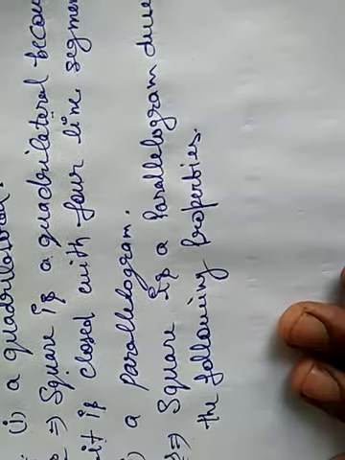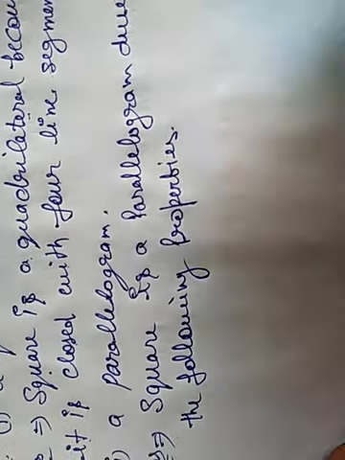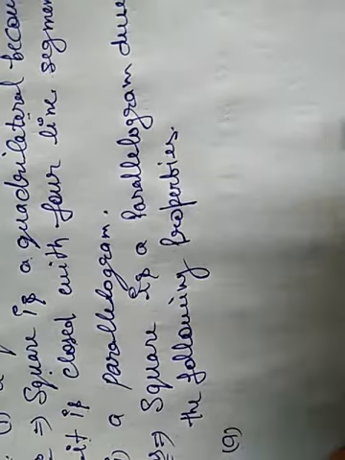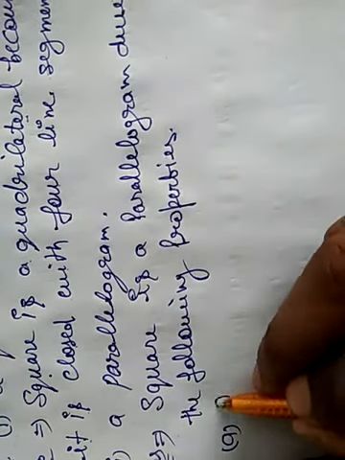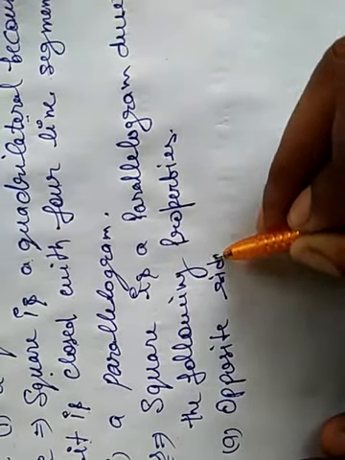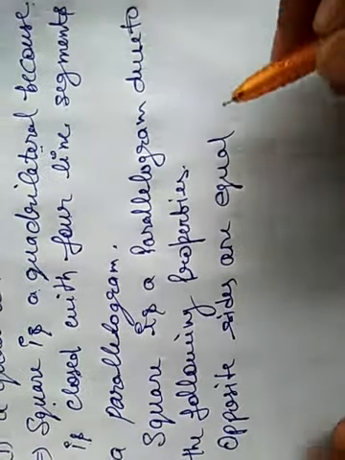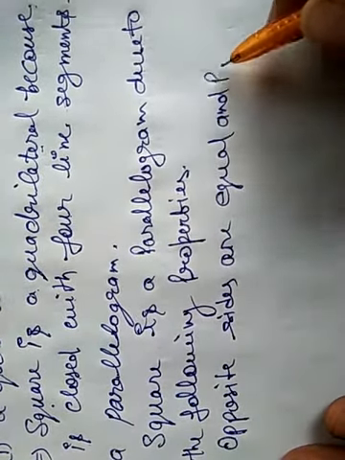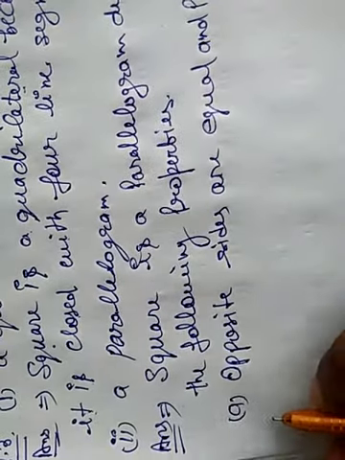मीन्स स्क्वायर हमारा क्या होगा, एक पैरेललोग्राम होगा अगर वो सम प्रॉपर्टीज फॉलो करेगा. फर्स्ट प्रॉपर्टी, अपोजिट साइड्स आर इक्वल एंड पैरेलल. यू नो वेरी वेल, अपोजिट साइड्स आर इक्वल एंड पैरेलल.